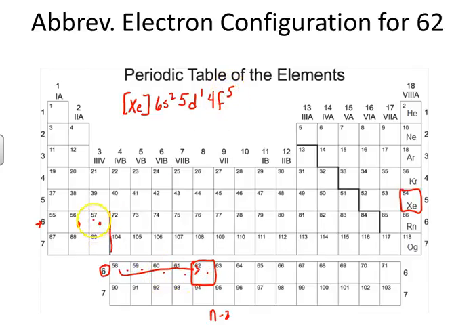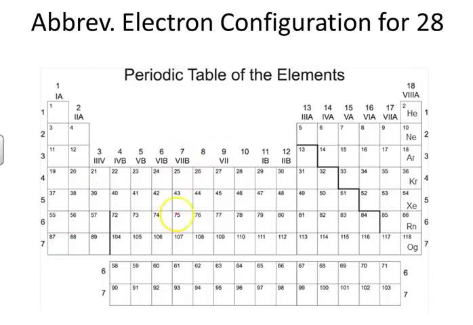So the tricky thing here is that we had to remember to include this element, because 57 here comes before 58 here. Okay, so final configuration, at least our predicted configuration.